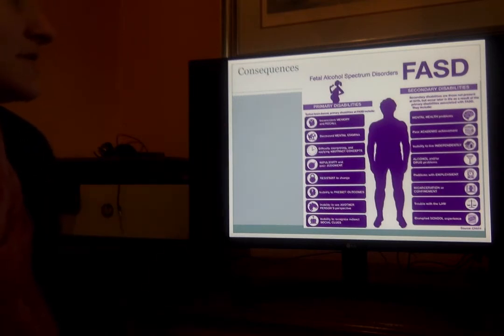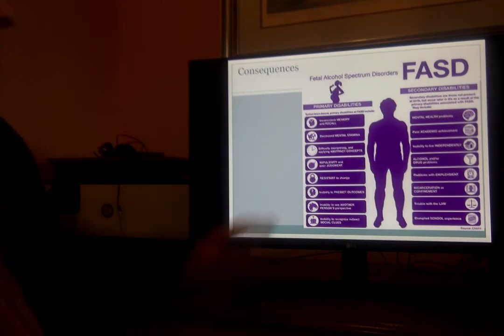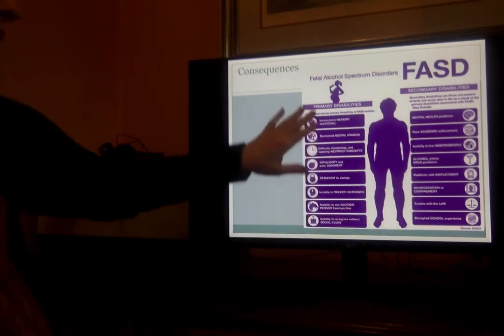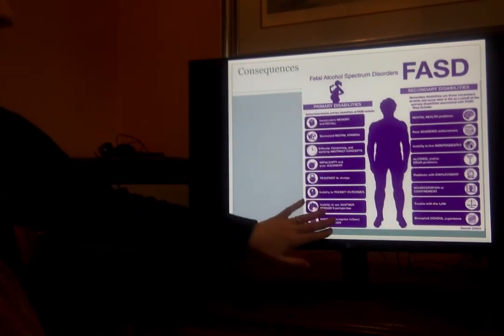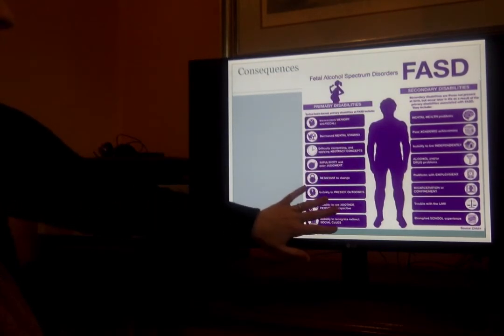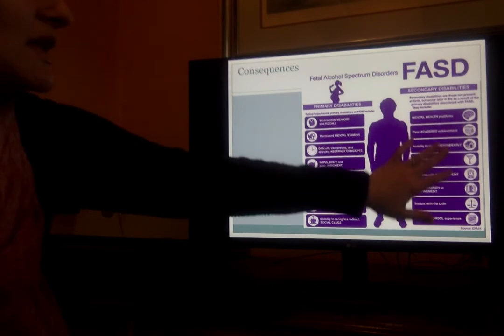Okay, so again, these are just some of the consequences, right? They're called primary disabilities and secondary disabilities. Primary disabilities are things that alcohol directly does to the body of the child. Secondary disabilities are things that, because of what the alcohol has done to the body of the child who then grows up as an adult, they then have to live with.